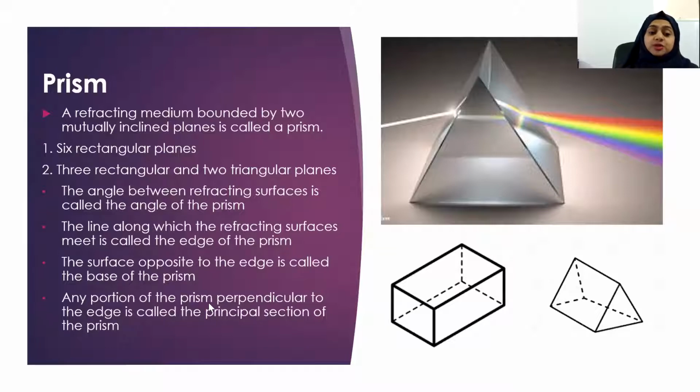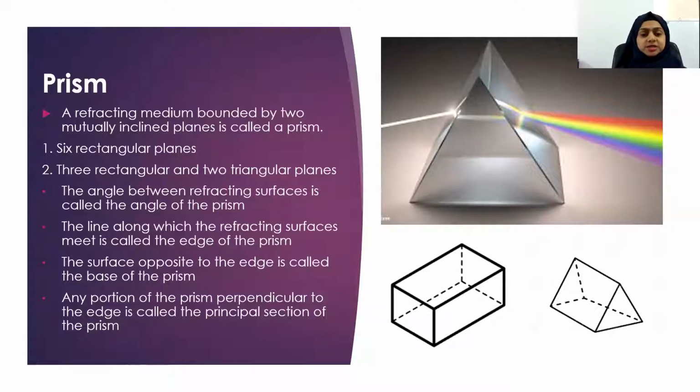Now, any portion of the prism perpendicular to the edge is called the principal section of the prism. So if you consider a portion which is perpendicular to the edge, it is like this. If a prism is cut, what you will get is a triangle. So what is the principal section of this prism? A triangle. Can you tell me what will be the principal section of this prism? Square. Yeah, it can be a square or a rectangle. It depends upon these two lengths.